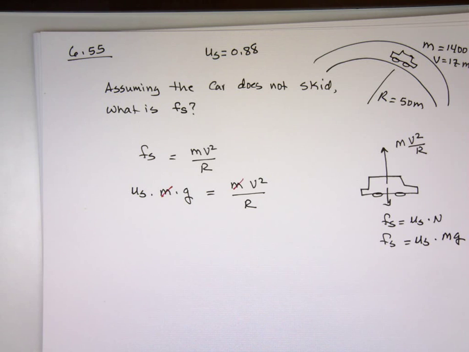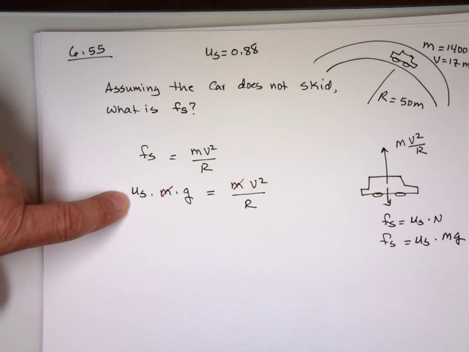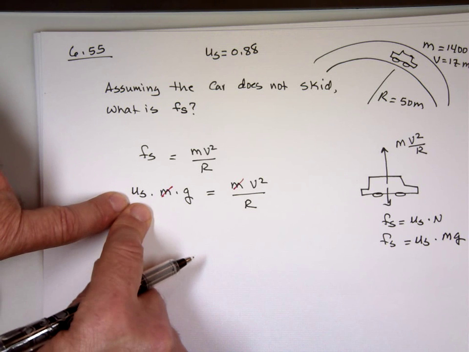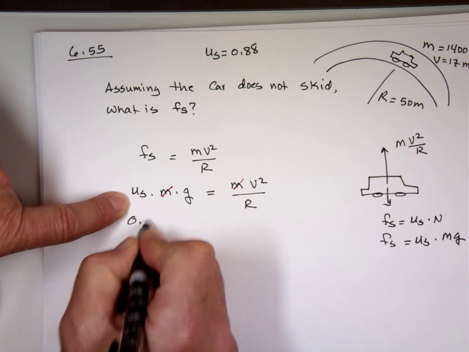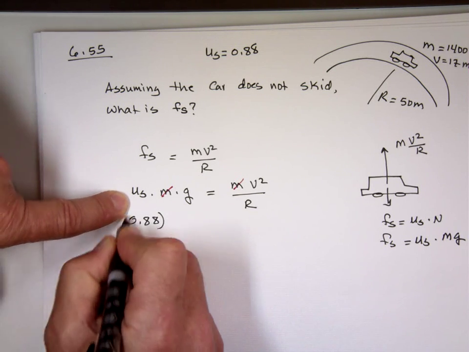Didn't they give you the mass? I know, but I'm saying there's no need for it. Yep, it doesn't come in anywhere. I can do the problem without it. Notice I'm not even going to touch the mass, but if I put it in, I'm fine too. But why put it in? Mu s is what? 0.88. Gravity is what? 9.8.